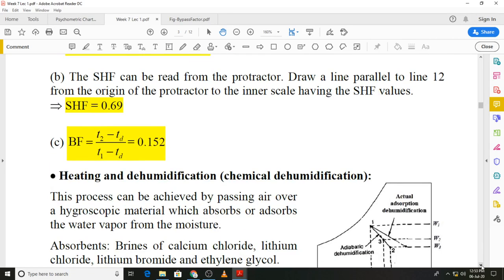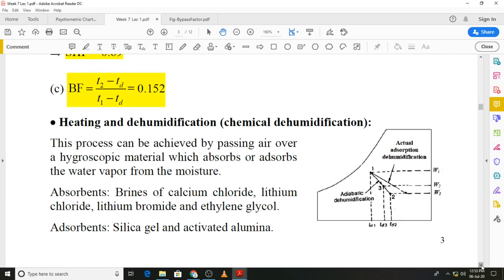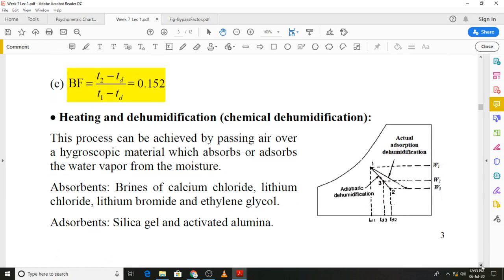The last thing that was required was the bypass factor, and we can use the temperatures quite easily to obtain it. T2 minus TD we have already got, divided by T1 minus TD. We have all these temperatures, substitute those values, and the bypass factor comes out to be 0.15, that is around 15% bypass effect.